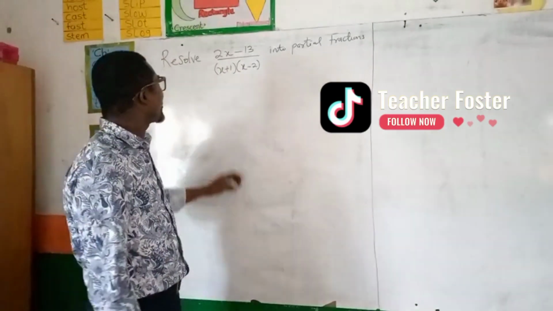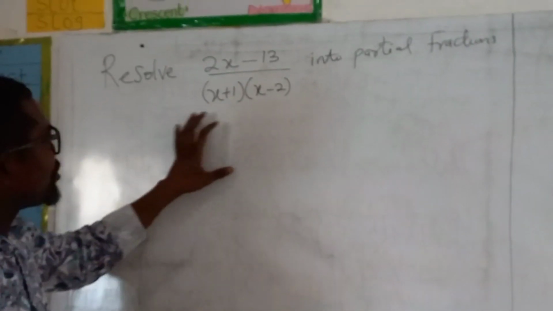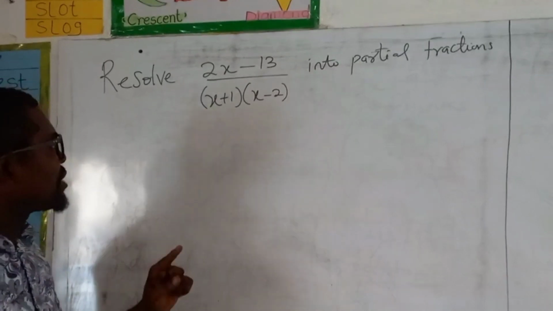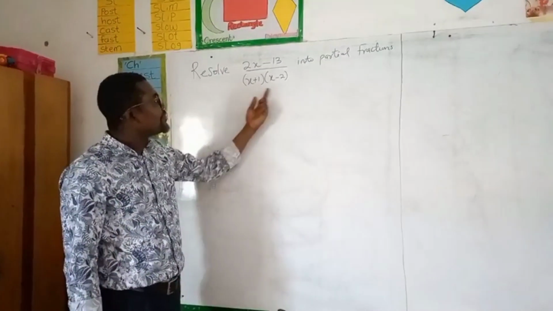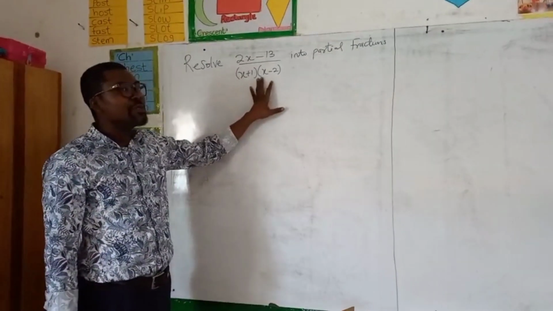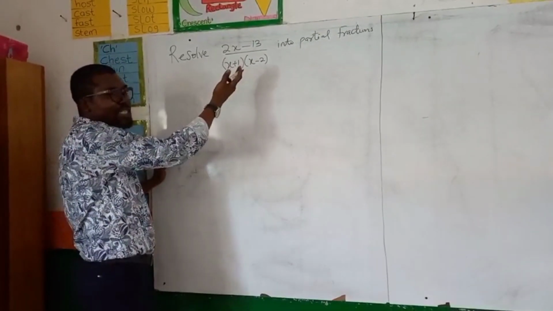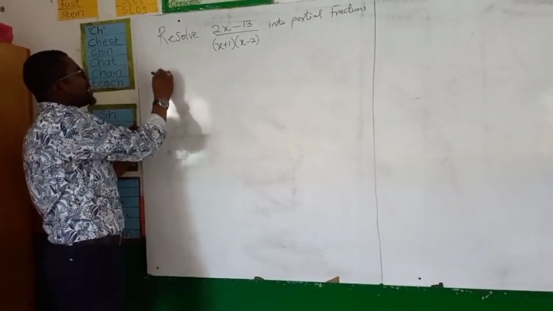Alright, today we are looking at an example in partial fractions. So we are to resolve this rational expression into partial fractions. Now, one way to tackle any partial fraction question is to look at the nature of the denominator. If you look at the nature of this denominator, it's been reduced and so it makes it linear. So I can now proceed to resolve this into partial fractions. So let's look at it.